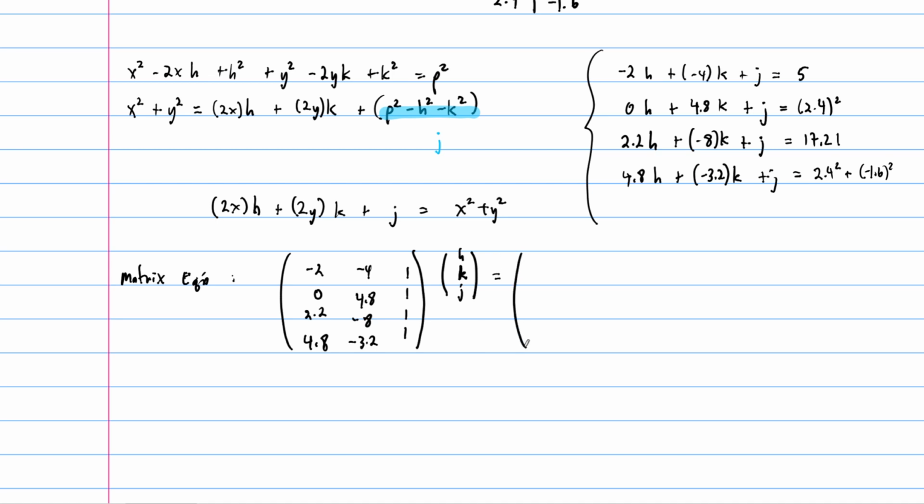And then the right-hand side, if you work this all out, turns out to be 5, 5.76, 17.21, and then 8.32. And so this is our matrix A, and this is our vector B.